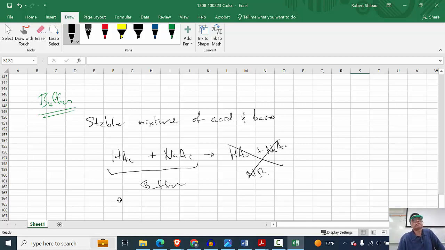If you overshoot 4, you can bring it back down by adding more acetic acid.